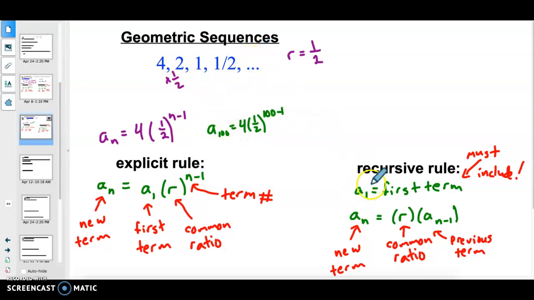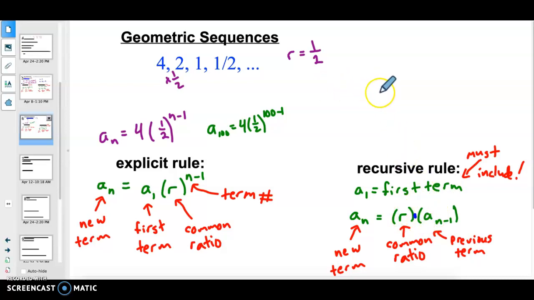The recursive rule, once again, you have to start with the first term because you need to know the term before to find the next term. So you would first state a_1 equals the first term. Then for the rule itself, you've got a_n, whatever the next term you want, then the common ratio multiplied by the previous term. So I did parentheses to show that. If you wanted to put a times sign here, you could, but you're multiplying those together.